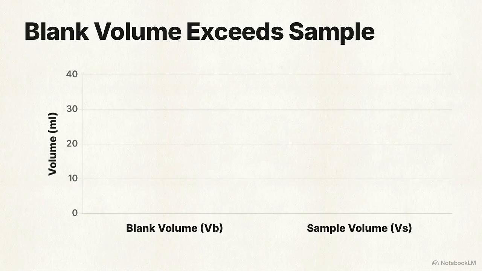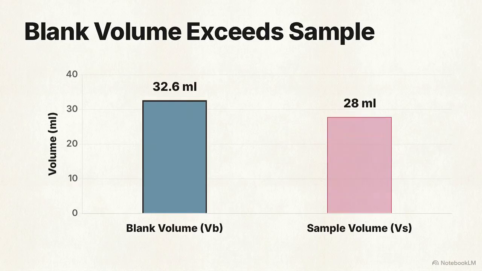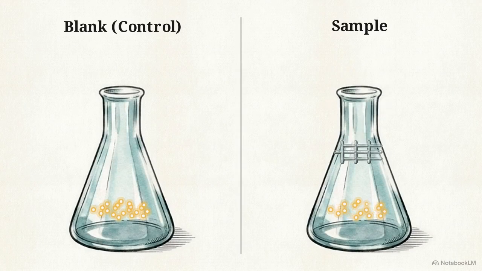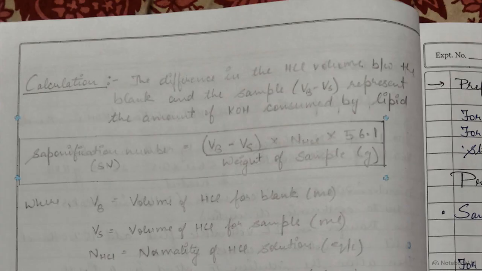When you compare the two, your VB will always be higher than your VS. Without any oil present to consume the potassium hydroxide during the heating phase, the blank flask retains much more KOH, requiring significantly more acid to neutralize it. With our 2 volumes recorded, we turn to the calculation page to find our final saponification number.